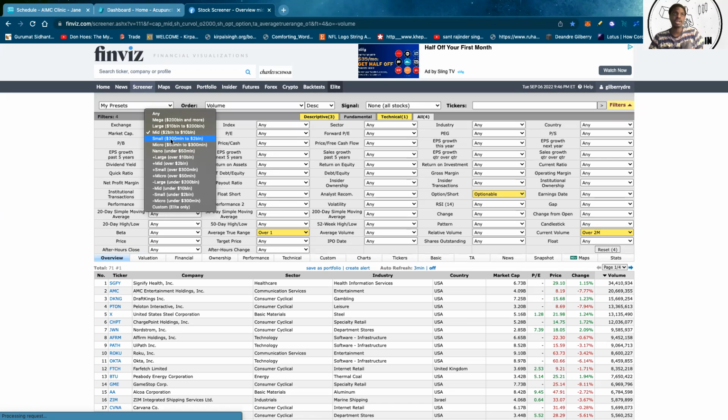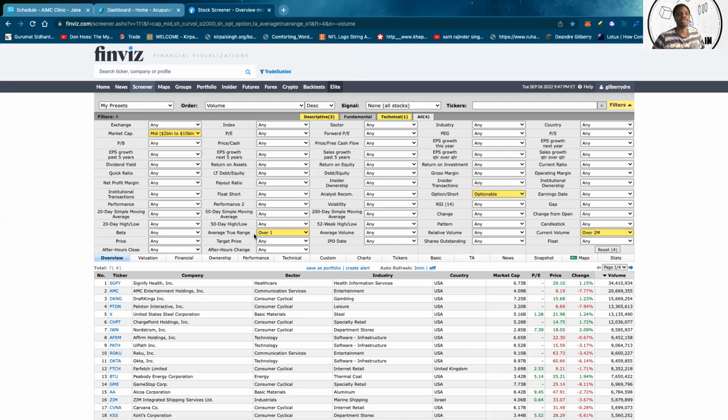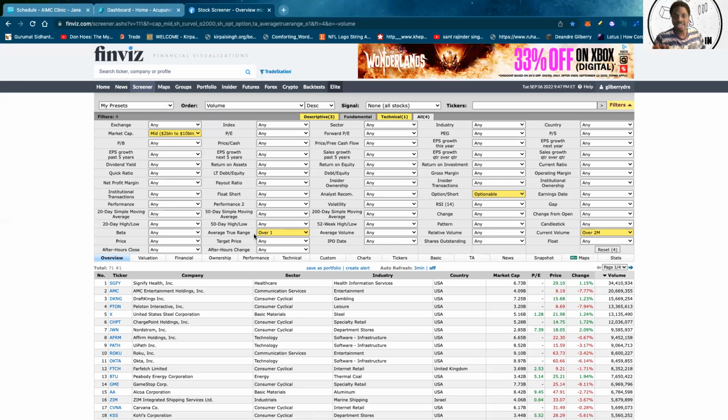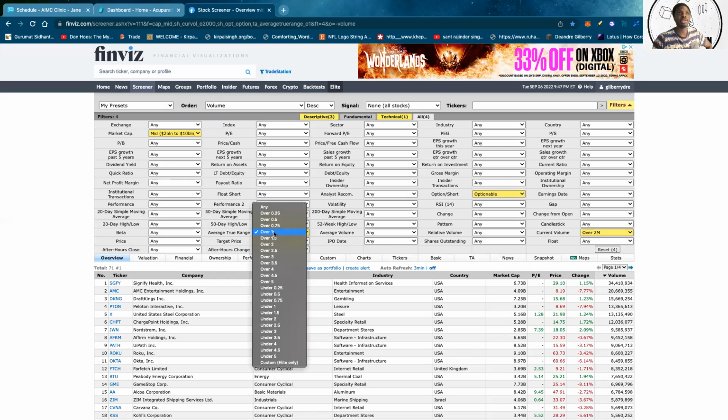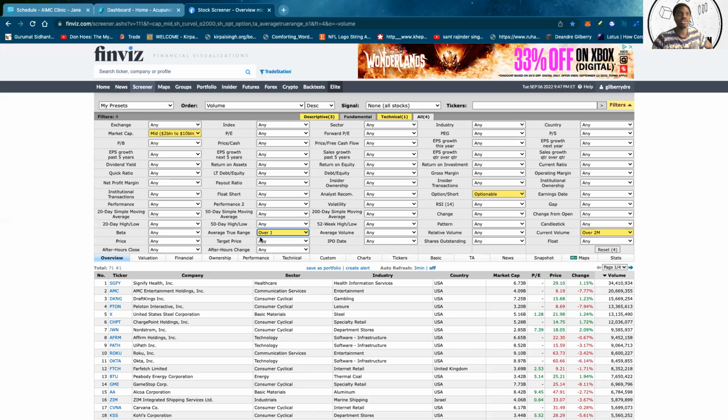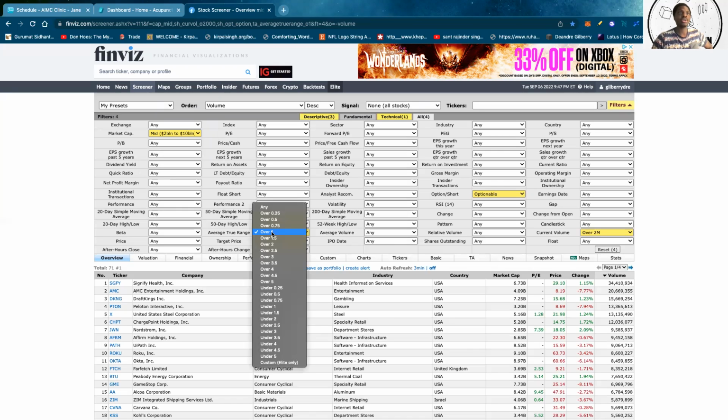So mid size. Average true range, because I want some movement in my stock. I don't want anything that's just kind of moving in pennies, less than $1 increments. So I like to at least have it over $1. Sometimes I do over 50 cents, but anything over $1 should give me some good money, a good return on my investment. So average true range over one, you can even go over $2 or so.